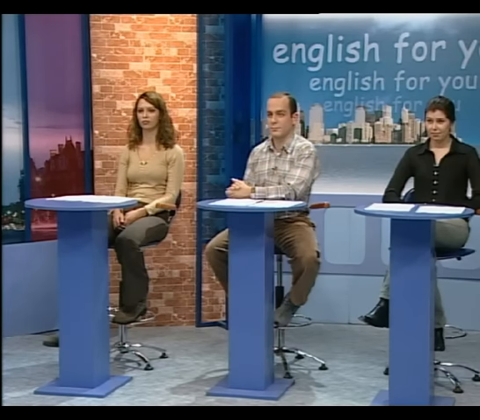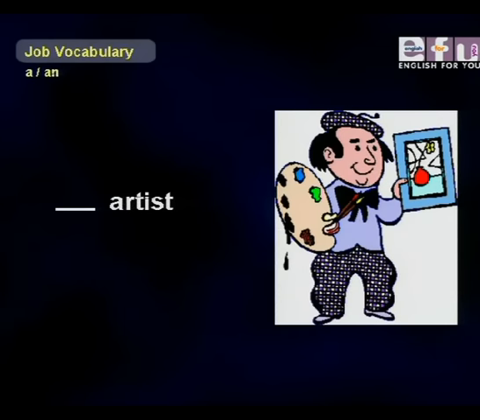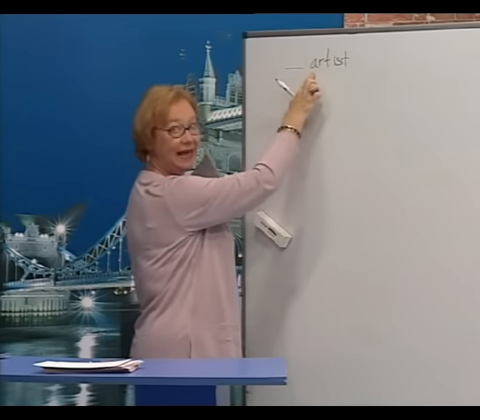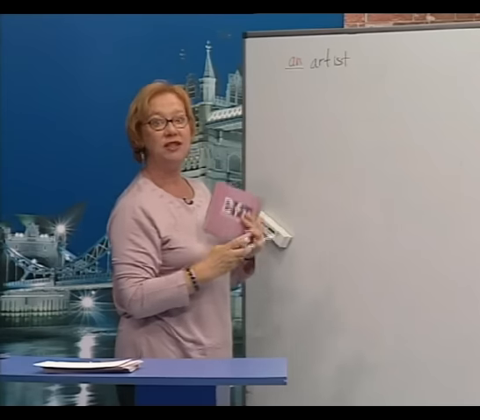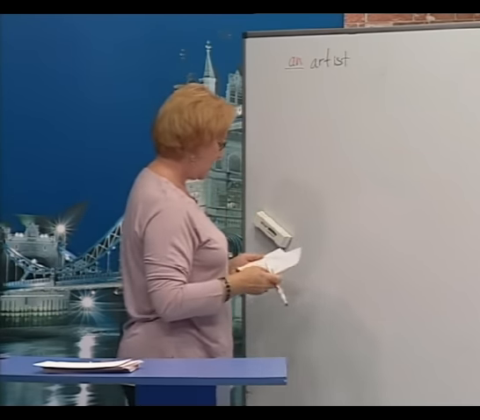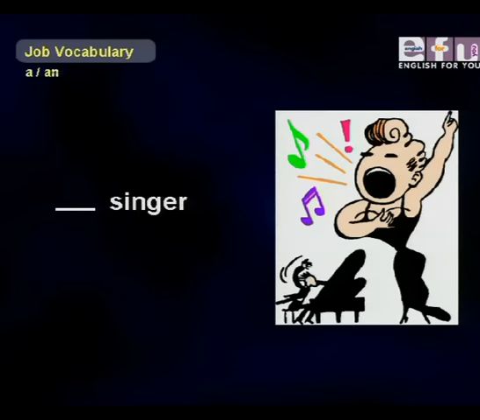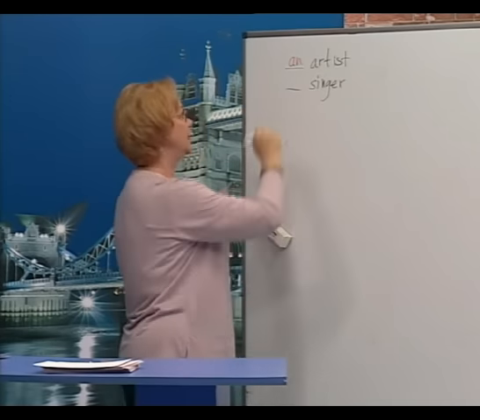Okay. Now, here are some more jobs without articles, and we're going to put the articles in. So, for example, artist. Now, we have A, so we say an artist. An artist. All right, are you ready? Here we go. Ali, let's start with you. We're going to do singer. A singer.